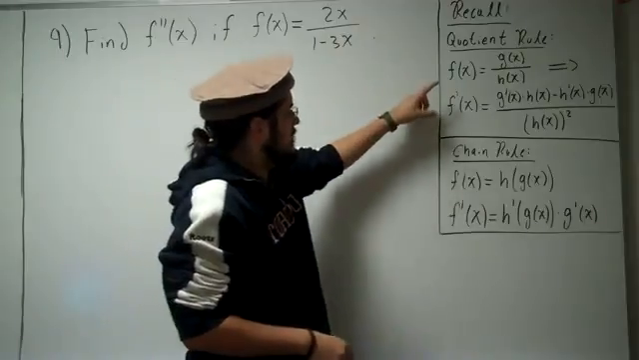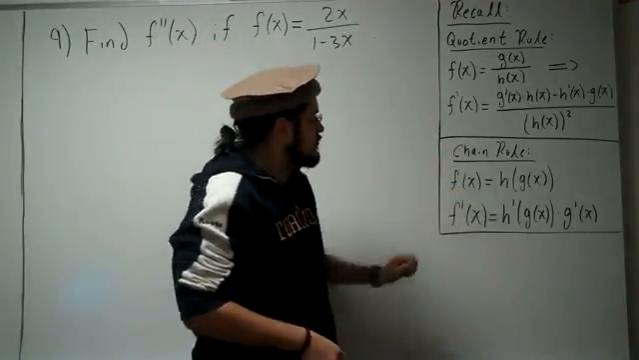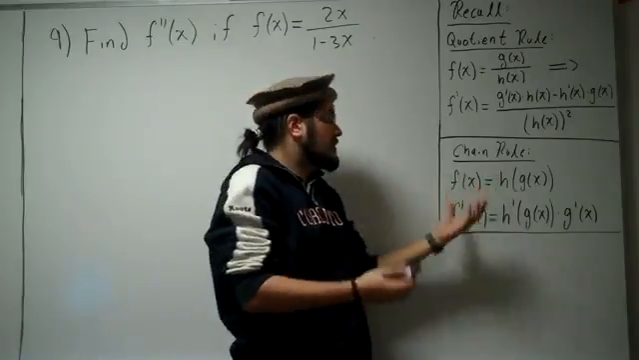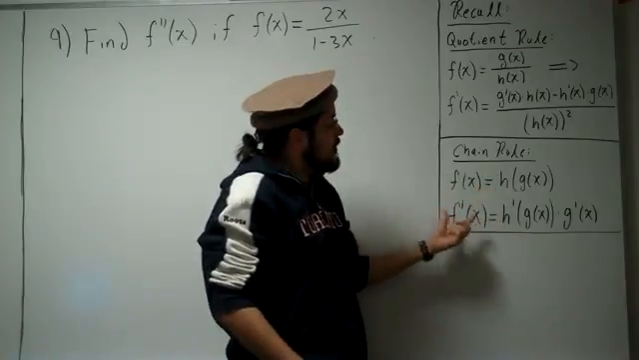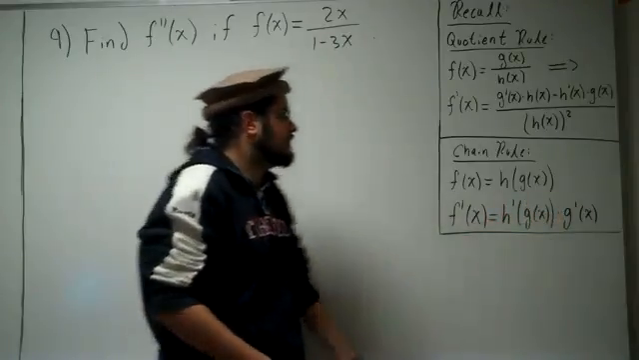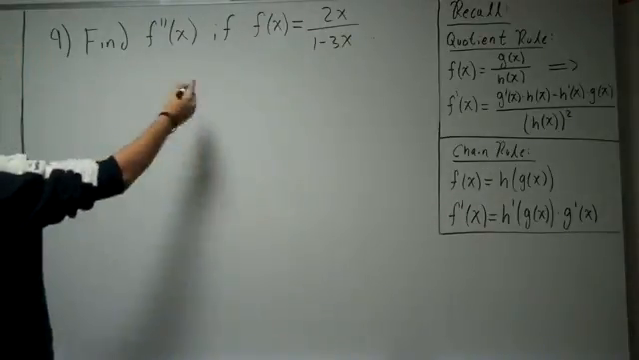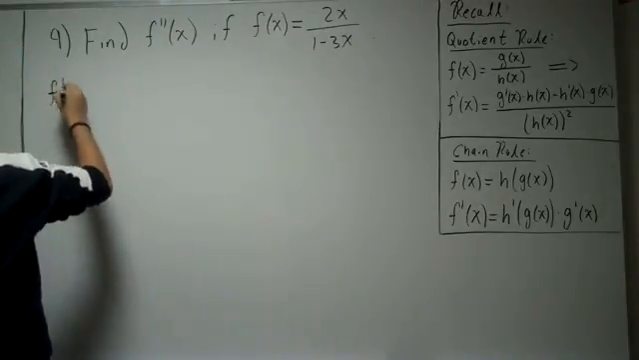And during that process, when we find the second derivative, we're then going to have to do the chain rule. So if you have a composition of functions, the derivative of the composition is the derivative of the outer function times the derivative of the inner function. Alright, so let's go ahead and work this out. First of all, we're going to find the first derivative, so f prime of x.